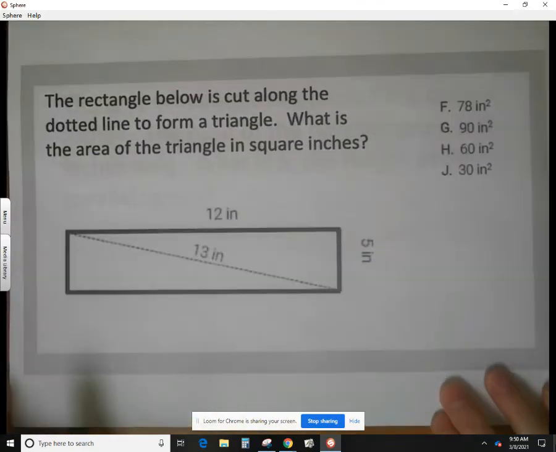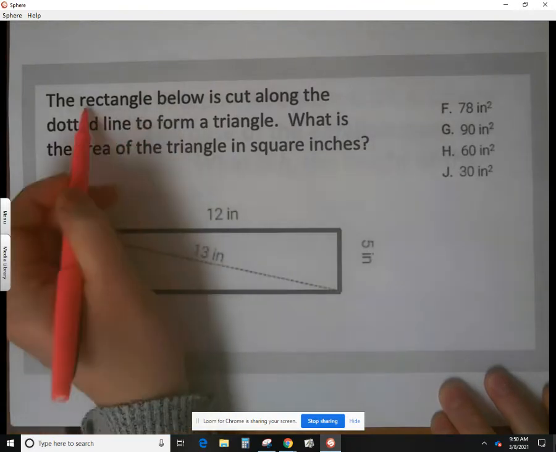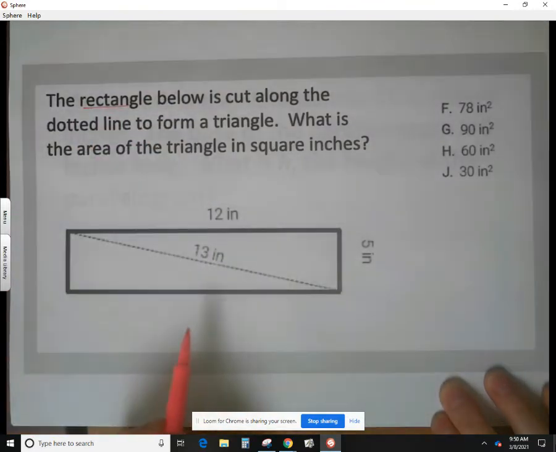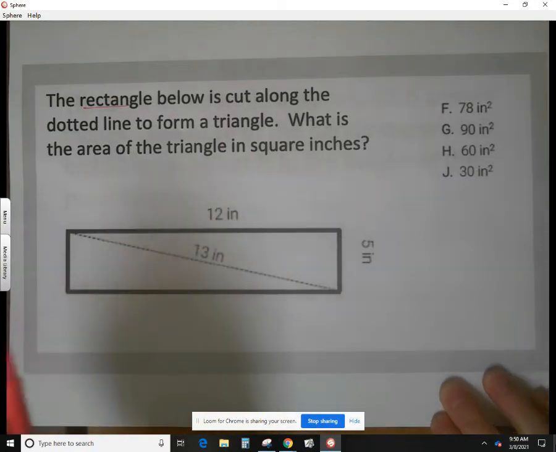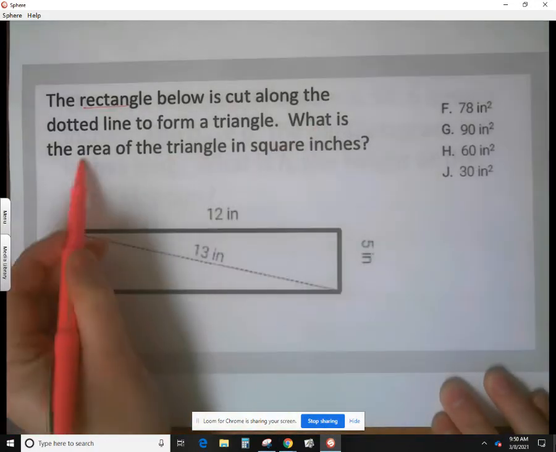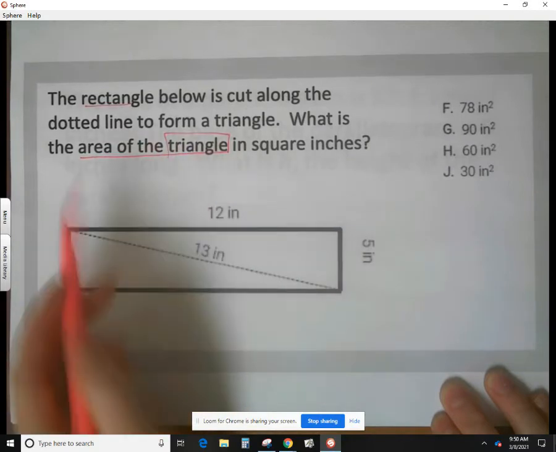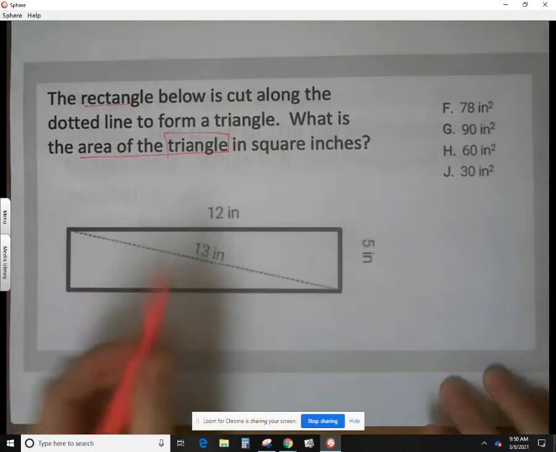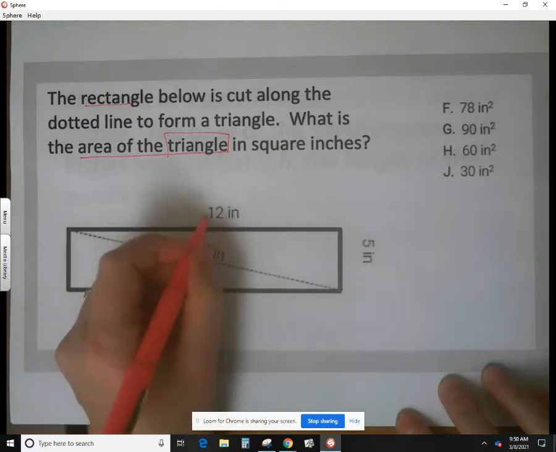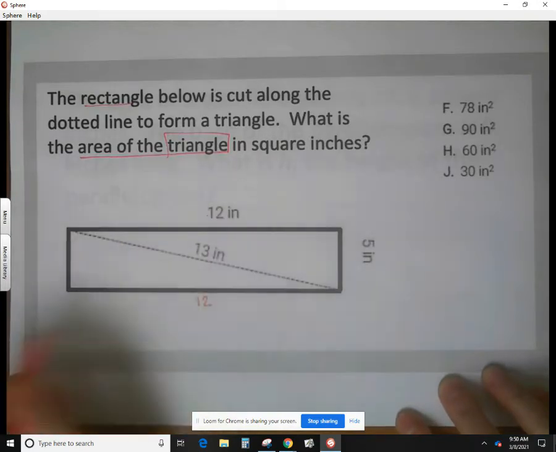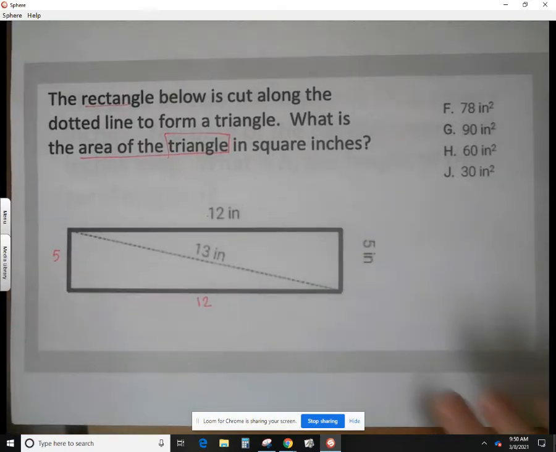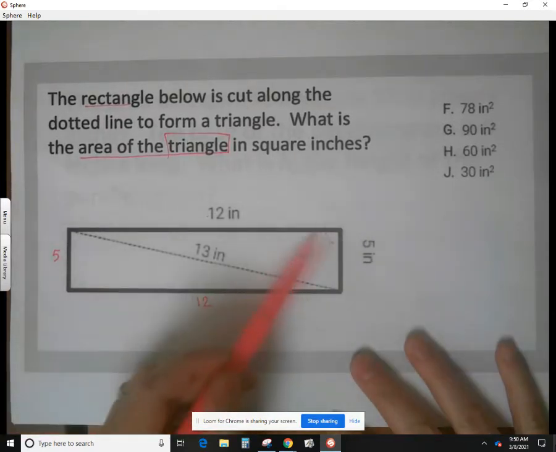A lot of people have been getting confused on this one because they see the word rectangle and they see a rectangle down here, and so they've been using the rectangle formula. But it says what is the area of the triangle. So you can either look at this top triangle or the bottom one. I'm going to look at the bottom one because I know if this up here is 12, this also has to be 12. And if this is 5, this also has to be 5 because that's how rectangles work.